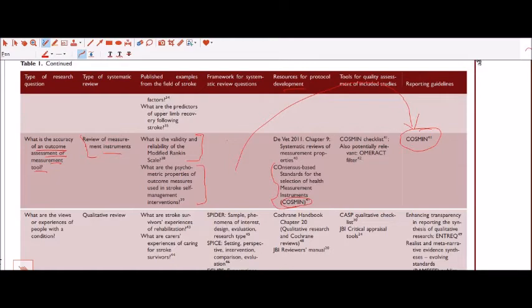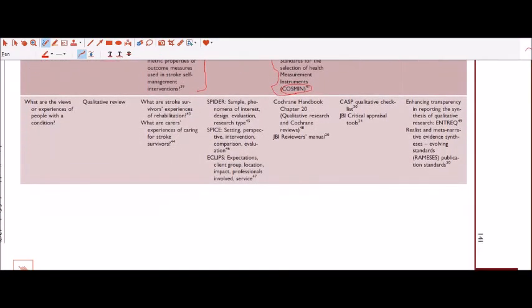The next one that you can check in the blog is: what are the views or experiences of people with a given condition. Now, this is such a fantastic review paper. I really love writing this one, and it is purely a qualitative review. Okay, and you can use SPIDER, you can use SPICE, you can use ECLIPSE without the E, and you can even use ECLIPSE with, I would say, P, S and E also. And we will see variations of these things as well.